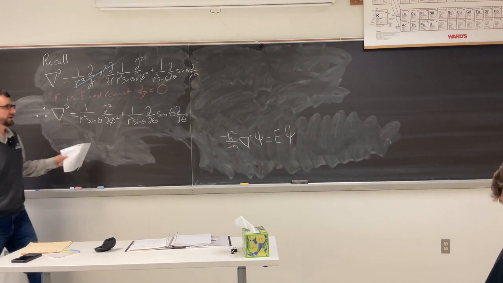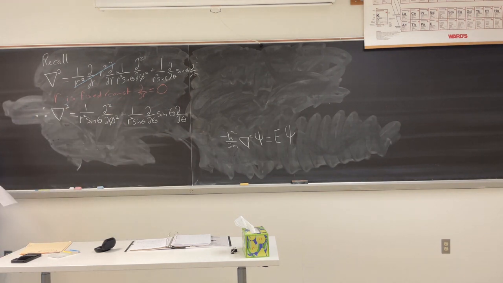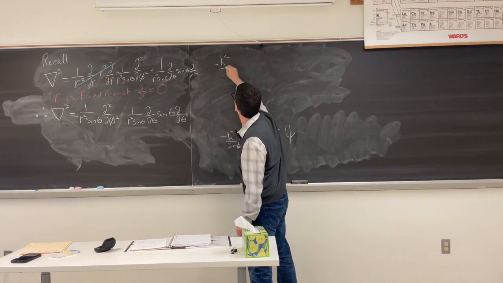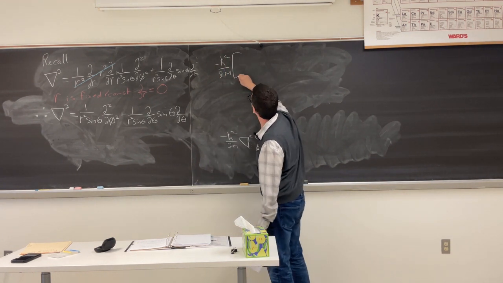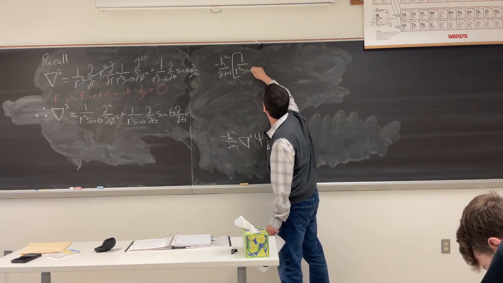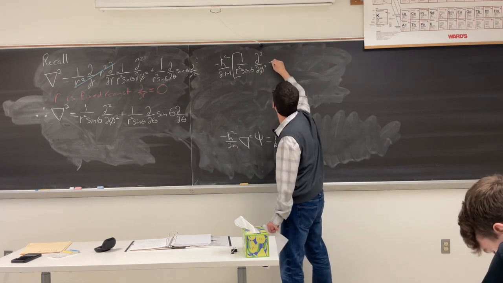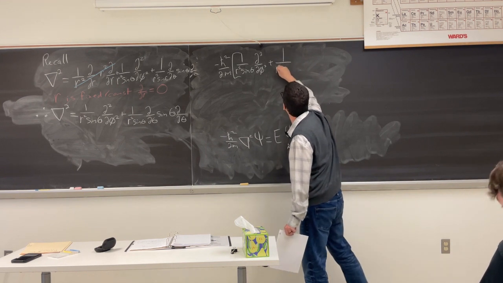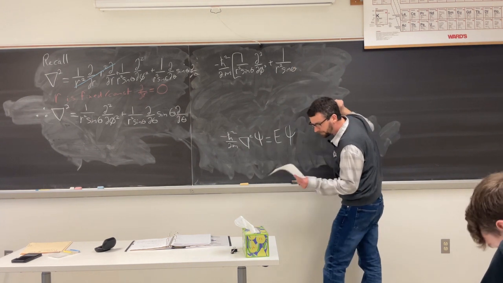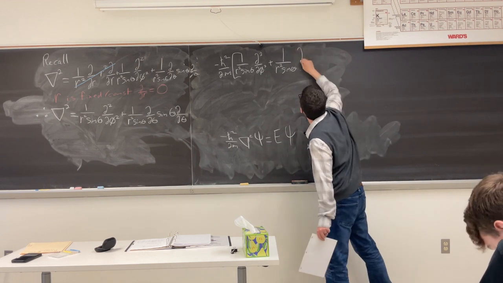Let's plug what we have here into our Schrodinger equation, and let's see what we get. Get negative h bar squared over 2m, rho 1 r squared sine theta, phi squared, theta. Was that right? Yeah. All right.